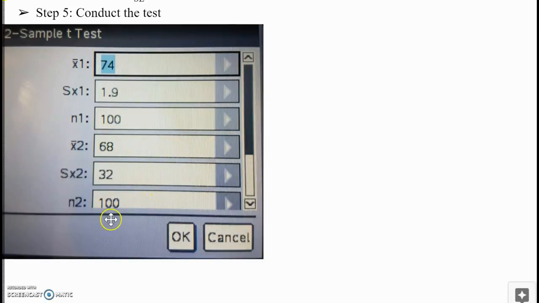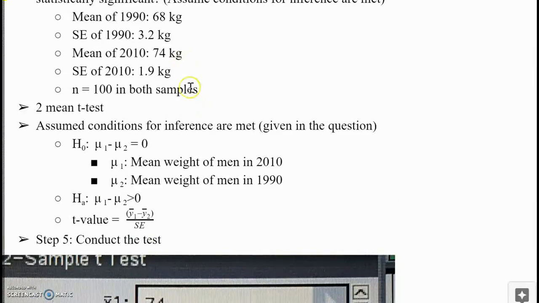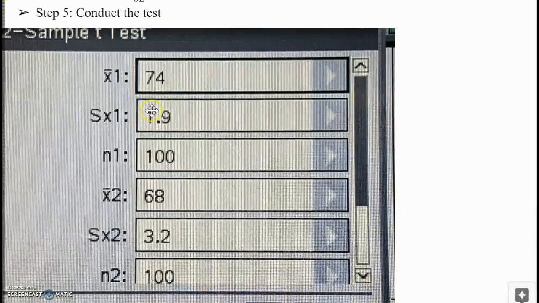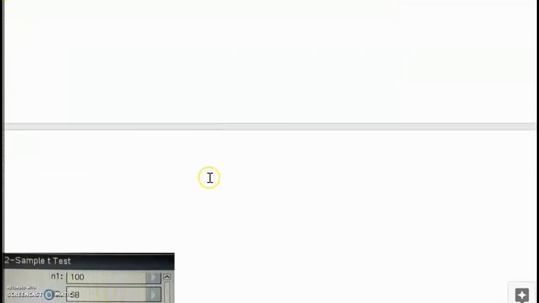Sorry, I see I've made a mistake. It should have been 3.2 rather than 32. So I'm going to make that edit and then come back quickly. Right, so this is back to the correct value, 74 with my mean, 1.9 of my standard deviation. I put a sample of 100, 68 mean, and so on.